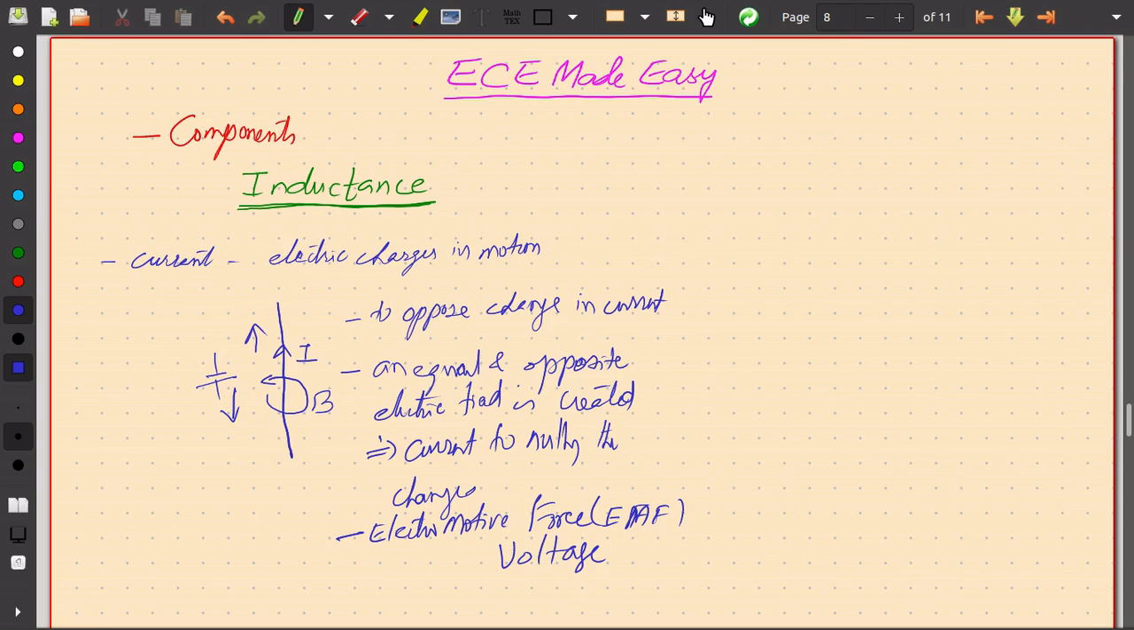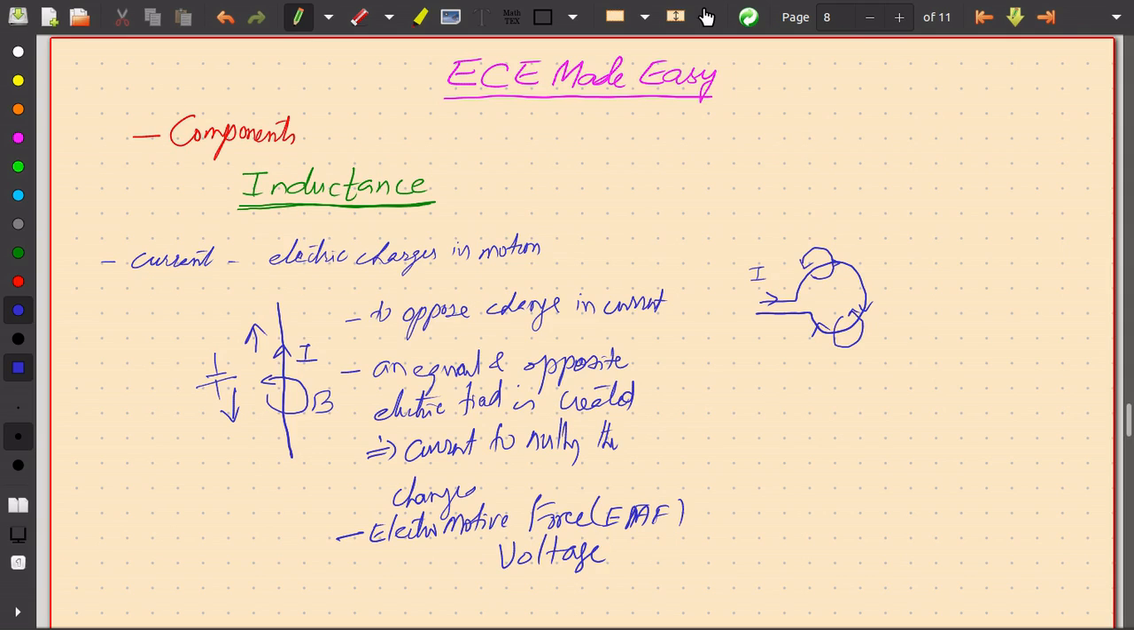Then how is this made to use? Instead of working with one single conductor in a straight line, we can make this as a coil, and if a current is made to flow, because of this current a magnetic field of this type is created.